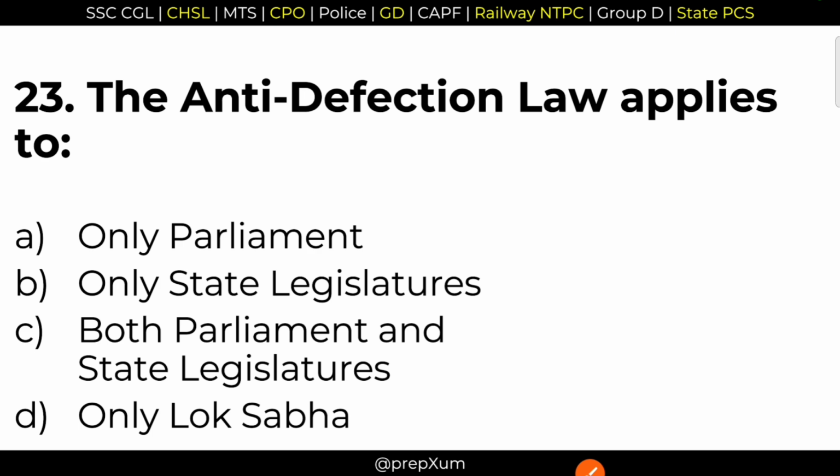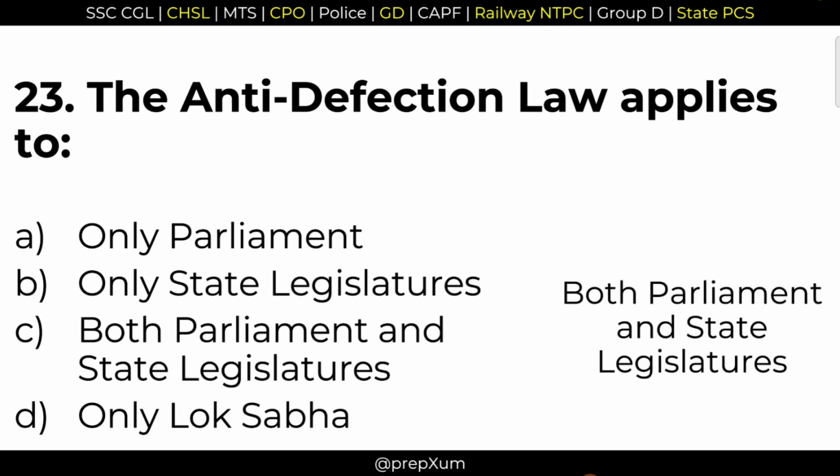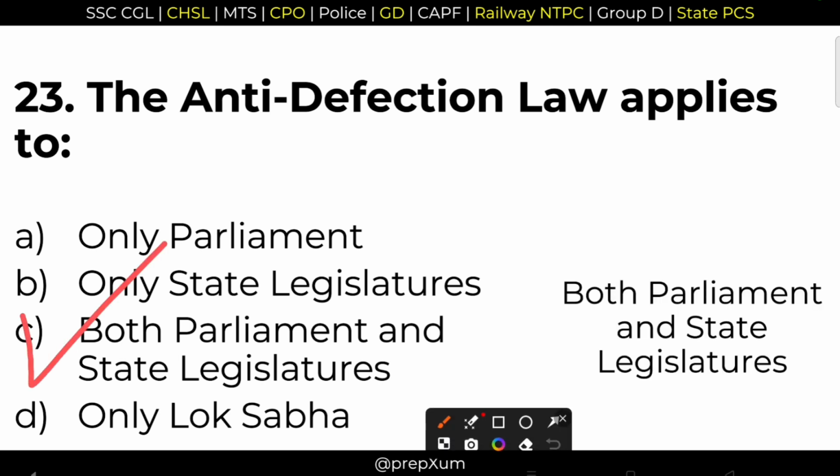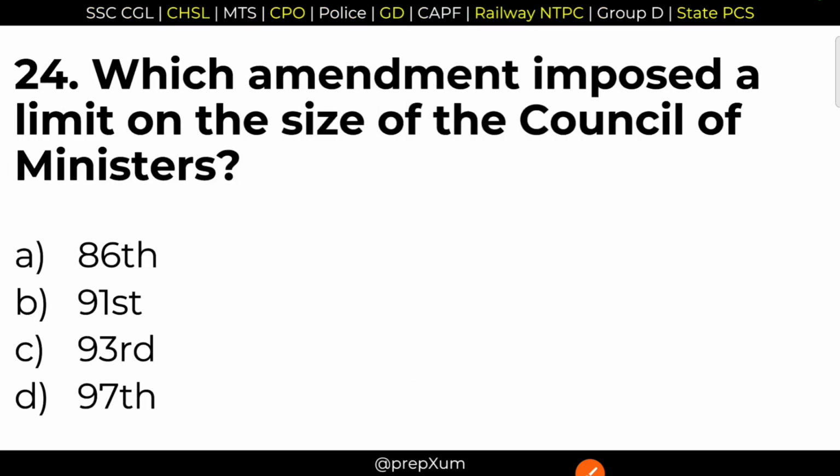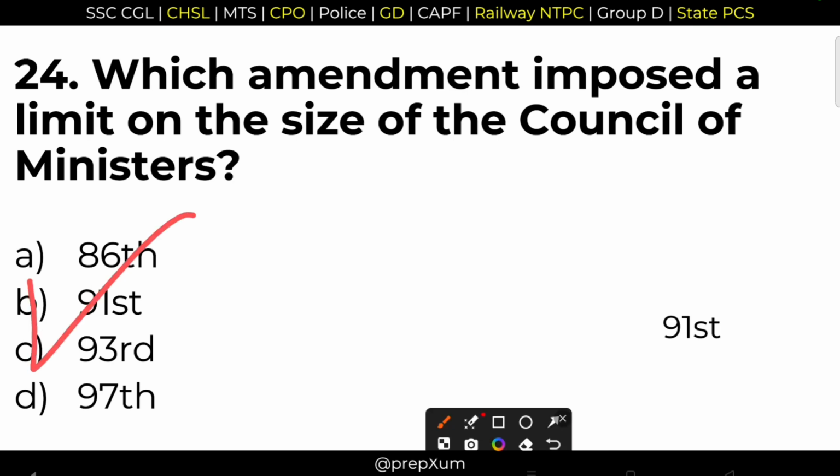23. The Anti-Defection Law applies to. Option number C, both Parliament and State Legislature. Option number C is the right answer. 24. Which amendment imposes a limit on the size of the Council of Ministers? Right answer. Option B, the 91st Constitutional Amendment Act. The 91st Constitutional Amendment Act imposed a limit on the size of the Council of Ministers.